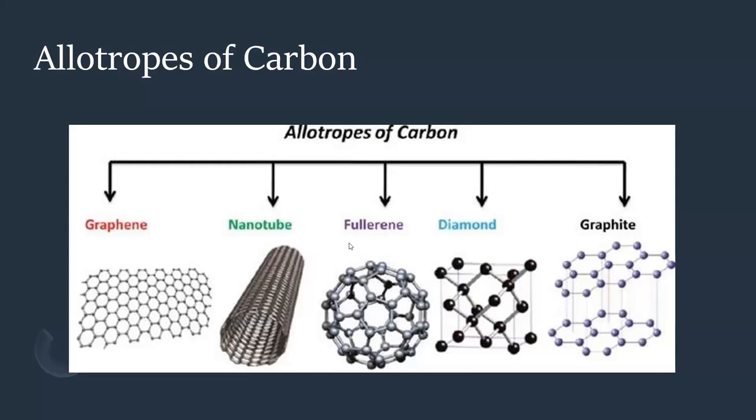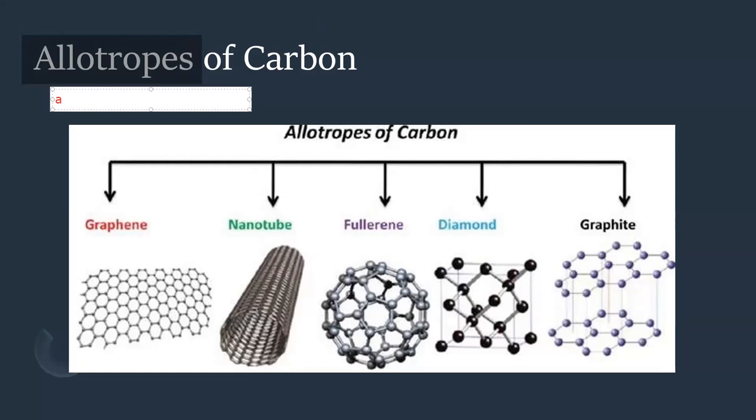So what is the definition of allotrope? The term allotrope means same atoms, but different arrangement, different structures. So allotrope means when we have the same type of atom, but they have a different arrangement. We call that an allotrope.